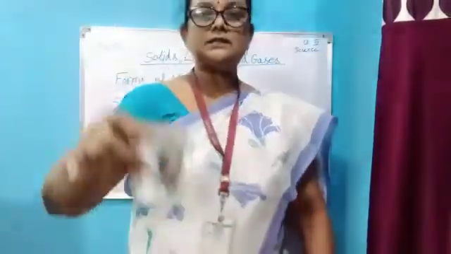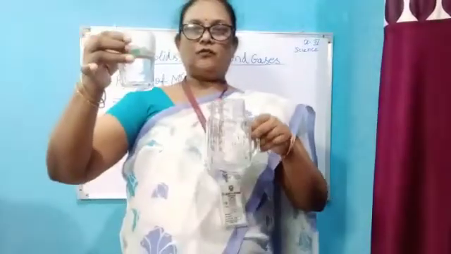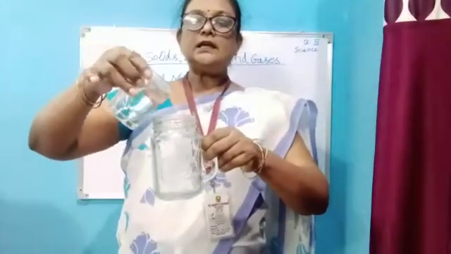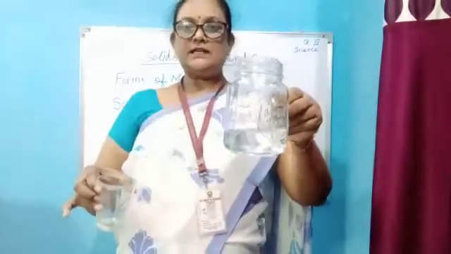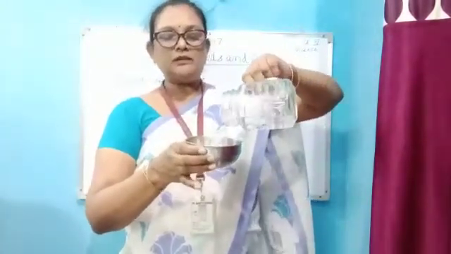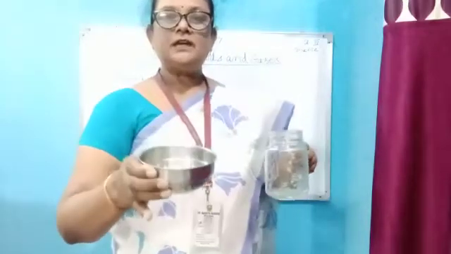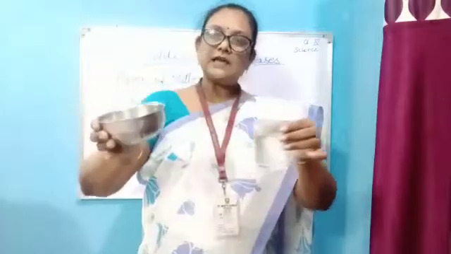See, this is a glass of water. Water is liquid. And when I pour a glass of water into the jar, it takes the shape of the jar. Can you see? It takes the shape of the jar. And when I pour the same water into the steel bowl, it takes the shape of the bowl. And again, if I pour it back into the glass, it takes the shape of the glass.